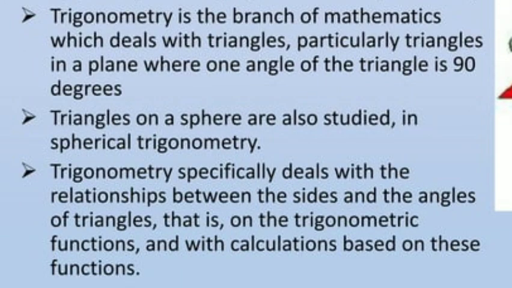Trigonometry is the branch of mathematics which deals with triangles, particularly triangles in a plane where one angle of the triangle is 90 degrees. Triangles on a sphere are also studied in spherical trigonometry. Trigonometry specifically deals with the relationships between the sides and the angles of triangles. That is, the trigonometric functions and calculations based on these functions.